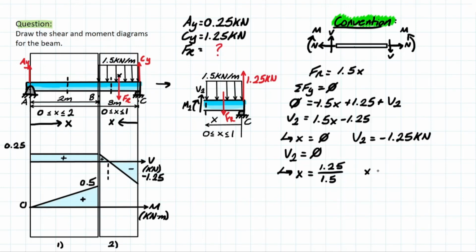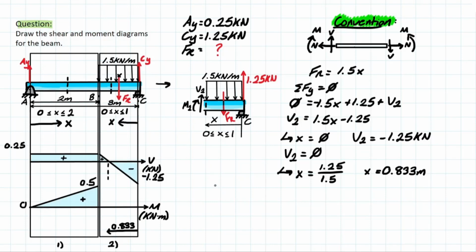And we have x equal to 0.833 meters. So what does that mean? That means this apex is going to be 0.833 meters from right to left to get to that point. All right. So now we can move on to solve for our moment calculations here.